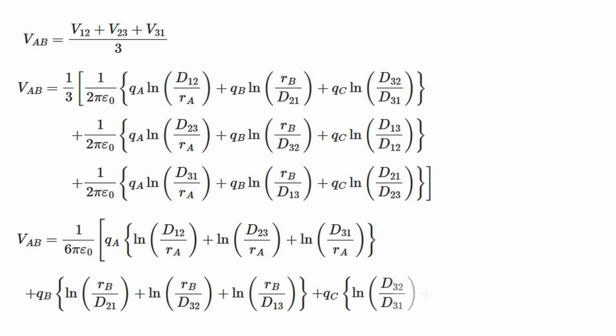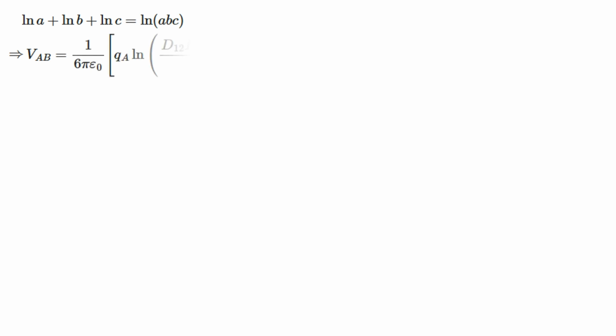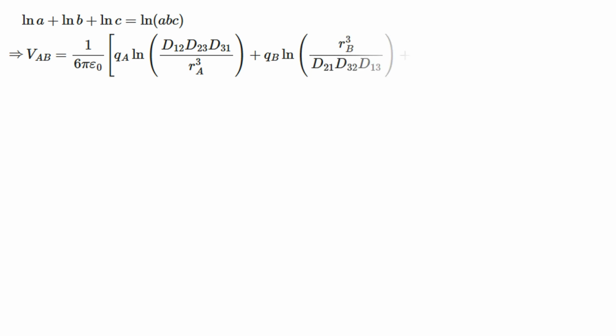Now, using the logarithmic identity that natural logarithm of A plus natural logarithm of B plus natural logarithm of C is equal to the natural logarithm of A into B into C, we can write VAB equals 1 divided by 6 pi epsilon 0 multiplied by within brackets QA multiplied by the natural logarithm of D12 into D23 into D31 divided by RA whole cube plus QB multiplied by the natural logarithm of RB whole cube divided by D21 into D32 into D13 plus QC into natural logarithm of D32 D13 D21 by D31 D12 D23.